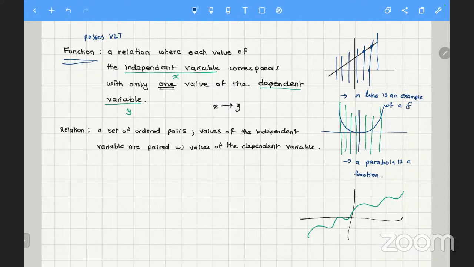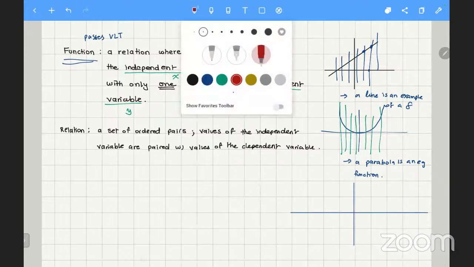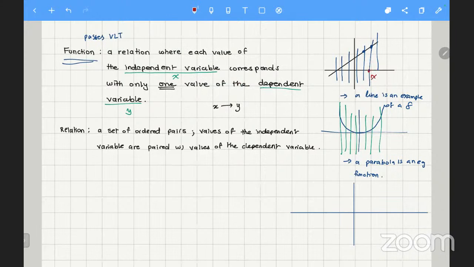A function can be a lot of things. It doesn't just have to be a line or a parabola. Listen, this is a function, because for every vertical line, it only touches the function once. What about the scribbling you do in university? That's not a function. What does the definition of a function say? For every x value, there's only one y value.